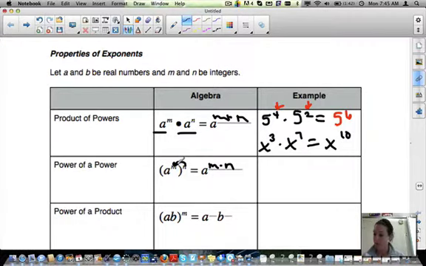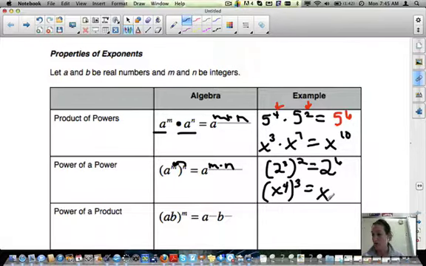So for example, 2 cubed squared would be 2 to the 6th power. You multiply your 3 times your 2. Or x to the 4th power cubed, base of x, multiply 3 times 4 is 12, x to the 12th power.